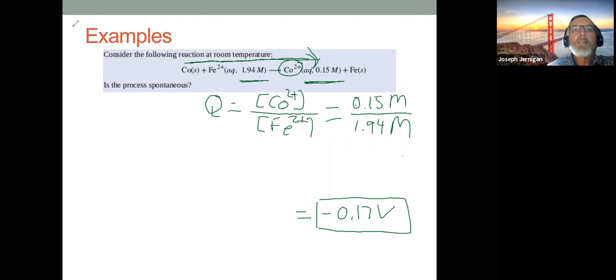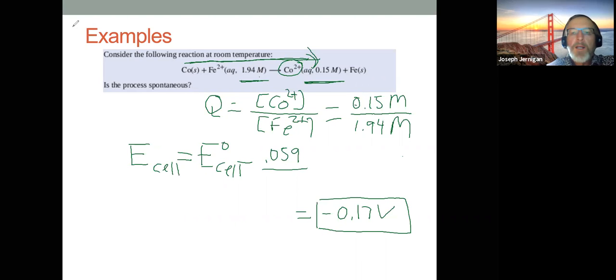Those concentrations are taken into account by using the more generalized version of the Nernst equation, which is E cell is equal to E0 cell minus 0.059 over n, okay? And that is log of Q. So now we're trying to get away from the equilibrium condition with non-unit concentrations. Okay, so with concentrations that are not just at standard concentration conditions. So that guy was negative.